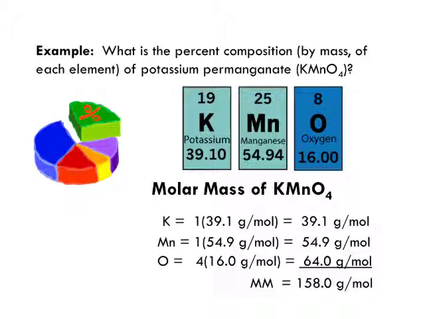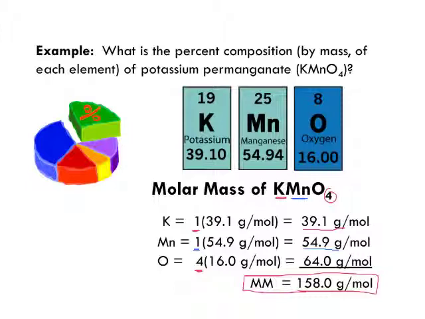Let's start off with potassium first. There is only one potassium in the compound, so we are going to multiply potassium's molar mass by 1. So that's still going to be 39.1. There is only one manganese in the compound, so we're also going to multiply it by 1 to get 54.9. But if you look at oxygen, there's a little subscript of 4. So there happens to be 4 oxygen atoms in here. So we need to multiply the mass of each individual oxygen atom by 4. And then we add those all up, and that is the molar mass of potassium permanganate.